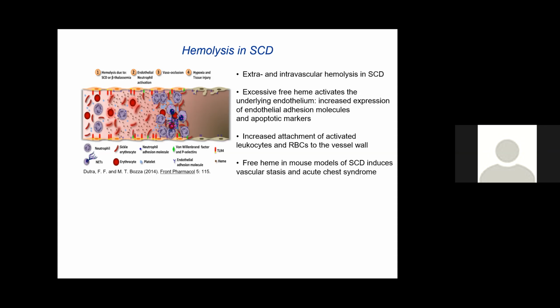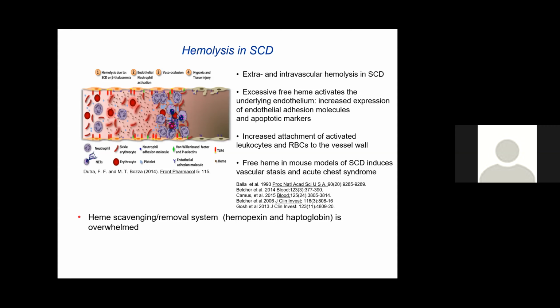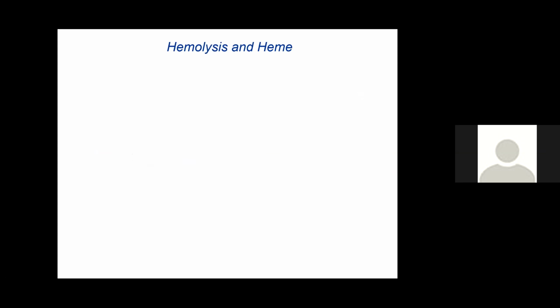So how do we know hemolysis is important? Well, if you inject free heme in mouse models of sickle cell, it induces vascular stasis and acute chest syndrome. We know that the heme scavenging removal system is overwhelmed, is very low in these patients. However, heme oxygenase 1, which breaks down heme, is upregulated. Another indication that heme is doing something in these patients.